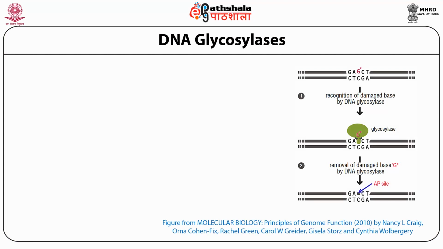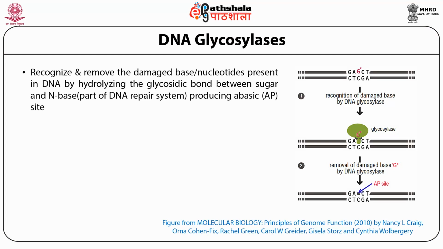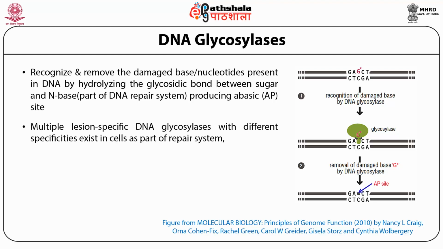DNA glycosylases. They are a special class of enzymes that recognize and remove damaged base nucleotides present in DNA by hydrolyzing the glycosidic bond between sugar and nitrogenous base. They are part of the DNA repair system and they produce abasic sites, usually referred to as AP sites. Multiple lesion-specific DNA glycosylases with different specificities exist in cells as a part of the repair system.